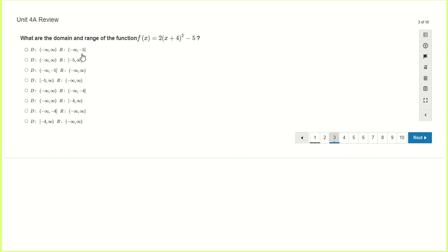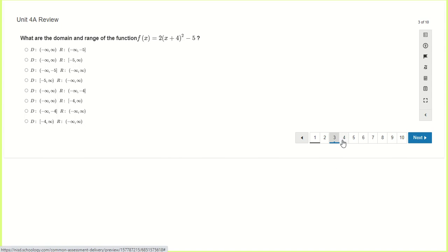The third question is asking you for the domain and range for this quadratic equation. Even if you graphed it in the calculator, you still have to analyze it, but try approaching it without graphing in the calculator, just to train your brain about identifying what the 2 does to the graph and what the 4 and 5 do to the graph.